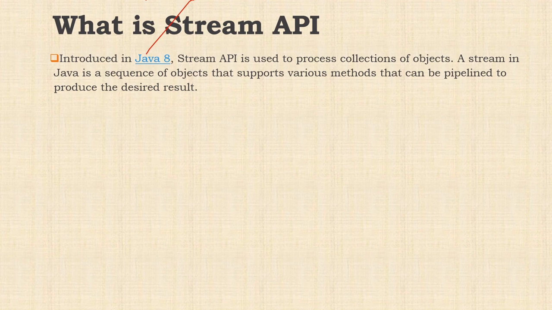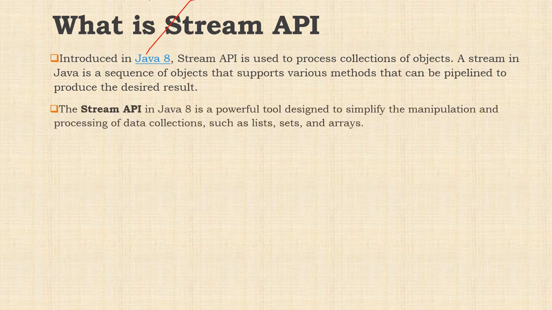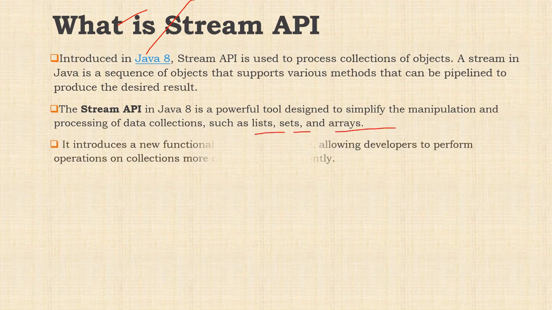A stream in Java is a sequence of objects that supports various methods that can be pipelined to produce the desired result. The Stream API in Java is a powerful tool designed to simplify the manipulation and processing of data collections such as list, set, and array. So you can use Stream API on list, set, and arrays. It introduced a new functional programming style allowing developers to perform operations on collections more concisely and efficiently.